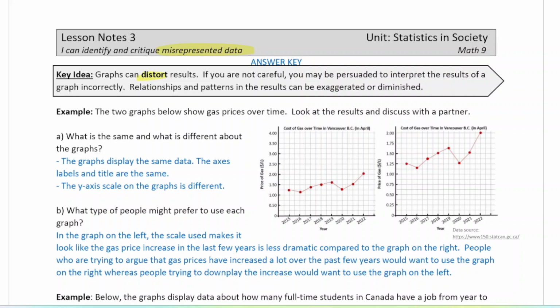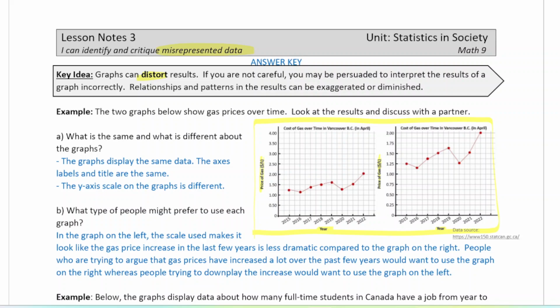Before you read any of the words that are written there, I want you to look at these two graphs for a moment. First question is, are they showing the same data? So the title of both is Cost of Gas Over Time in Vancouver, BC. On the vertical axis, we have price per liter, and then we have year. And yeah, it does look like actually they are showing the same data.